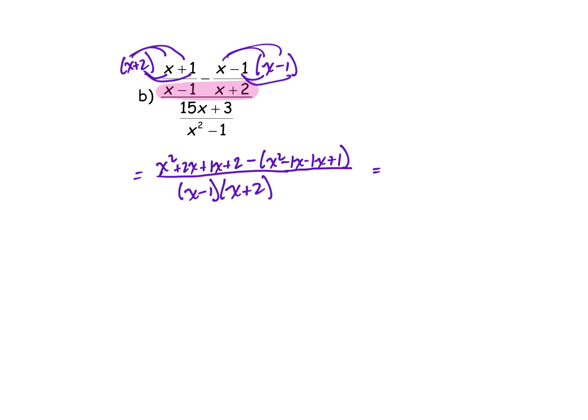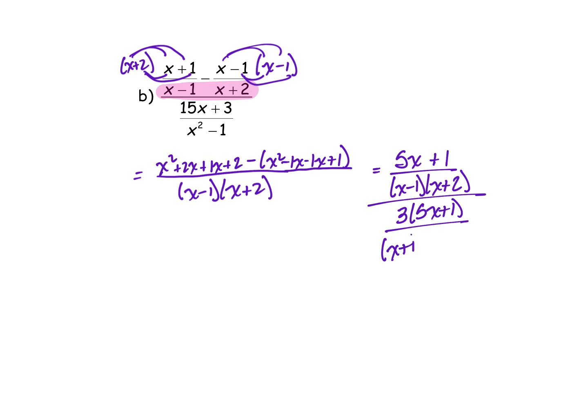3x minus a minus is all plus. So 3, 4, 5x. And 2 minus 1 is 1. There we go. All over x minus 1 times x plus 2. All divided by, I can take a 3 out. So 3 times 5x plus 1 all over x plus 1 times x minus 1.